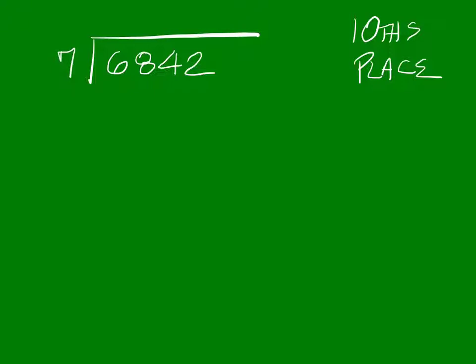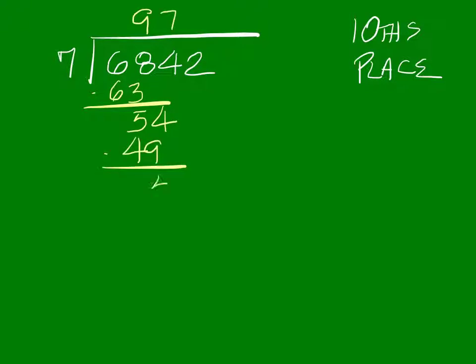For the practice problem, 7 does not go into 6, but it will go into 68 9 times, which is 63. 5 left over, drop the 4. 7 into 54 7 times with 5 left over. Drop the 2. 7 into 52 7 times with 3 left over.